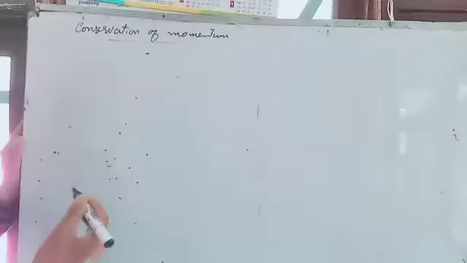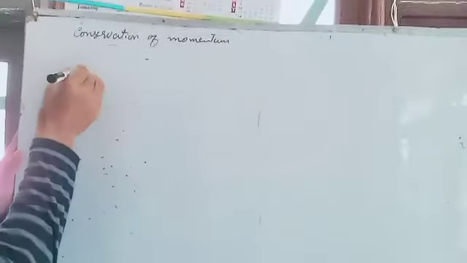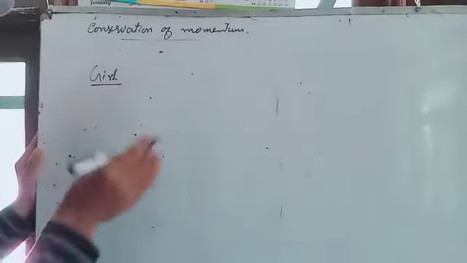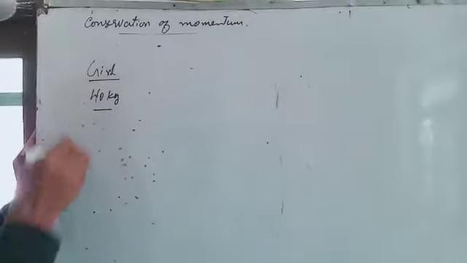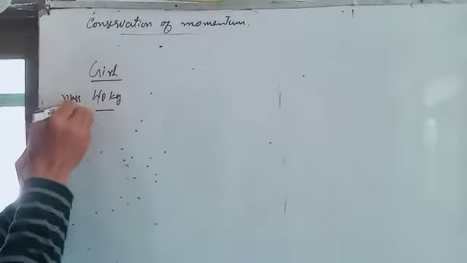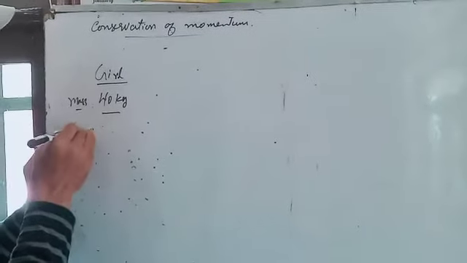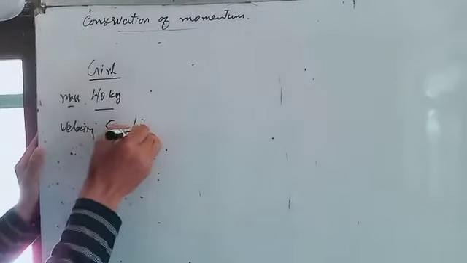Now we will take another example. For example, a girl having 40 kilogram mass is moving with a velocity of 5 meter per second.